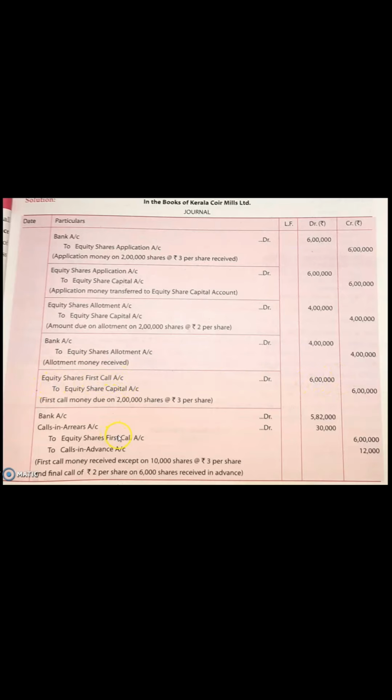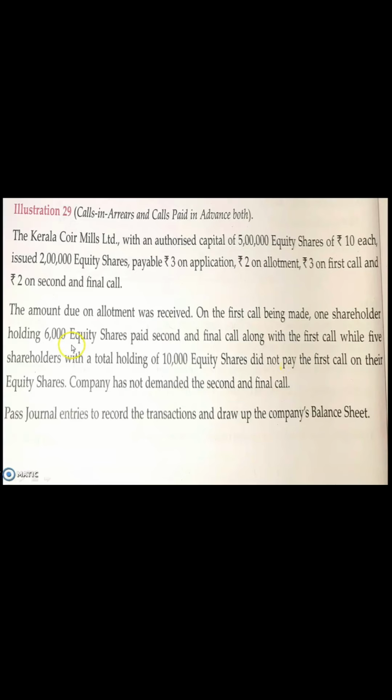But now the next entry is an entry where you have to be very careful, because there is arrear as well as advance in this case. So if you look into the question, you can see how much is the advance you have collected. One shareholder who is holding 6,000 shares is paying 2 rupees of second and final call. So 6,000 into 2 means you are receiving 12,000 extra from that shareholder, in advance.